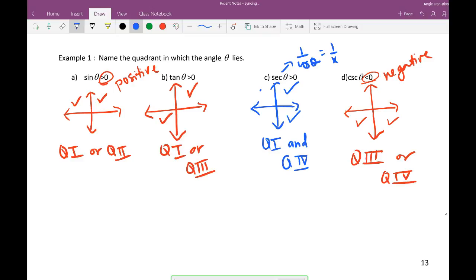Yes, Luke. So the opposite of sine, cosine, and tangent are all the same. Right, because you're only using x or y.